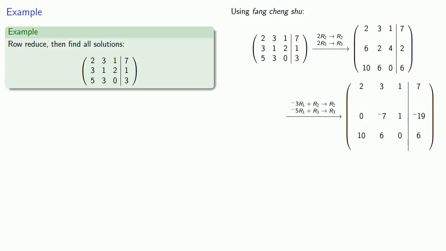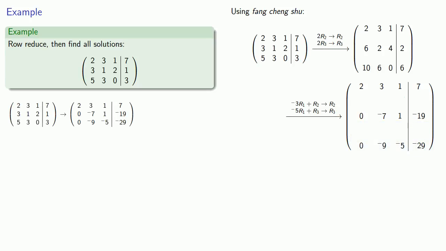we'll get a new third row. So multiplying the first row by negative 5 gives us negative 10, negative 15, negative 5, negative 35, and adding it to the third row gives us 0, negative 9, negative 5, negative 29, which will be our new third row. And this is the first step in our row reduction.